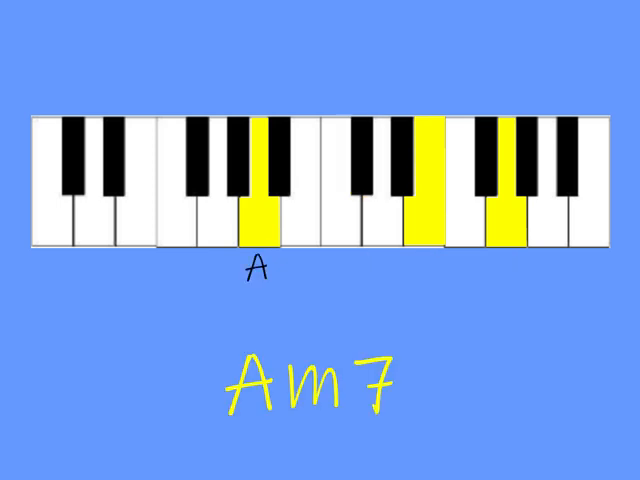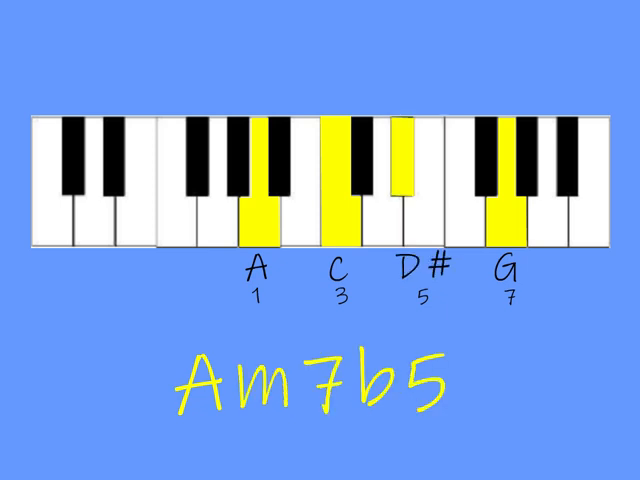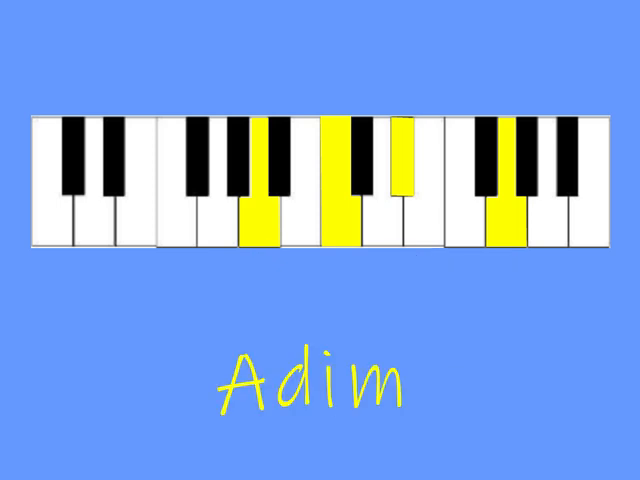A minor 7 is A, C, E, G. The 1 and 5 notes are still the same, but now the 3 note has moved a half step down as well as the 7 note. The A half diminished is A, C, D sharp, G. Now the 5 note has moved a half step down. This, by the way, is also called the A minor 7 flat 5, because it's the A minor 7 with the 5 note flatted.